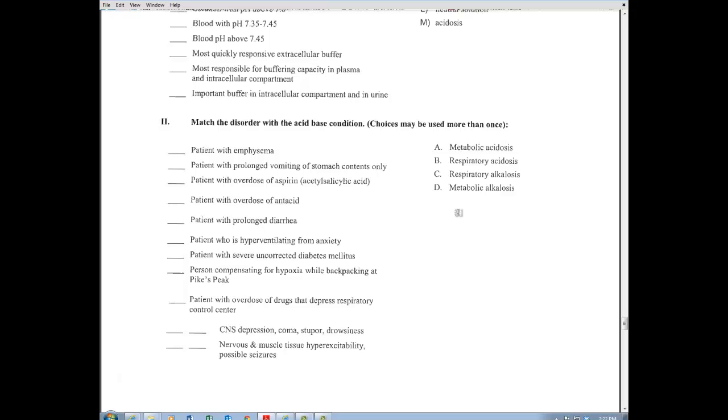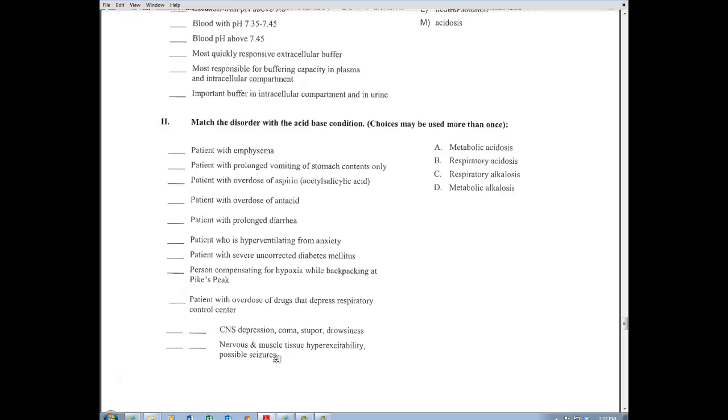Anytime we have CNS depression, coma, or stupor, drowsiness, symptoms of that, those are all symptoms of a respiratory acidosis, so letter B, as well as a metabolic acidosis, letter A. And when we see nervous, muscle hyperexcitability, possible seizures, that's an example of a respiratory or metabolic alkalosis, so letter C and D on the bottom.